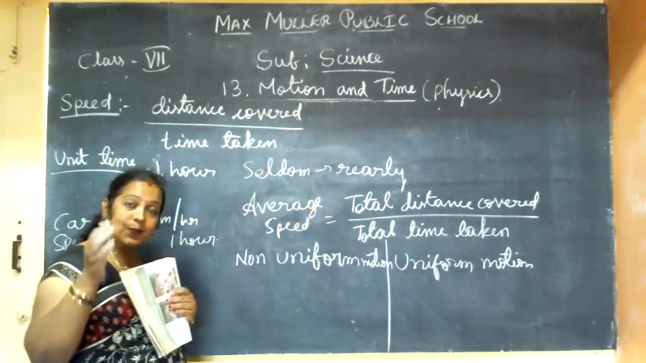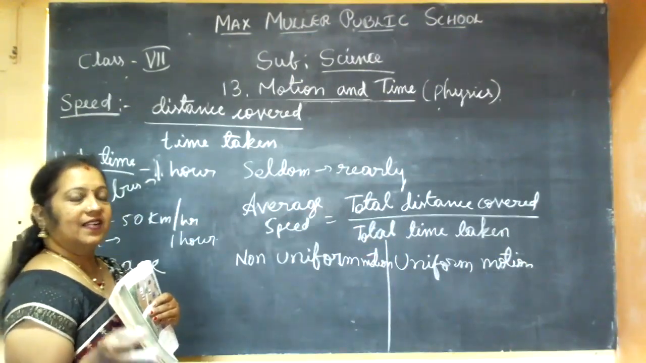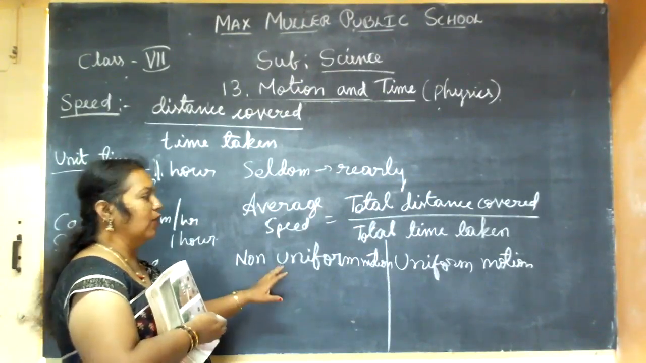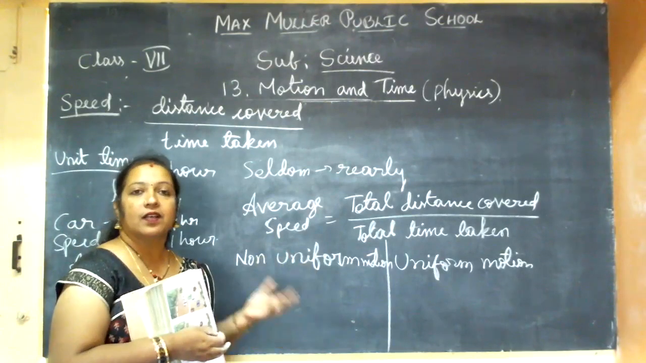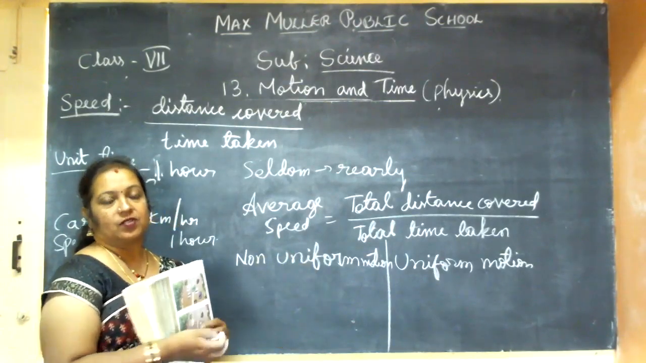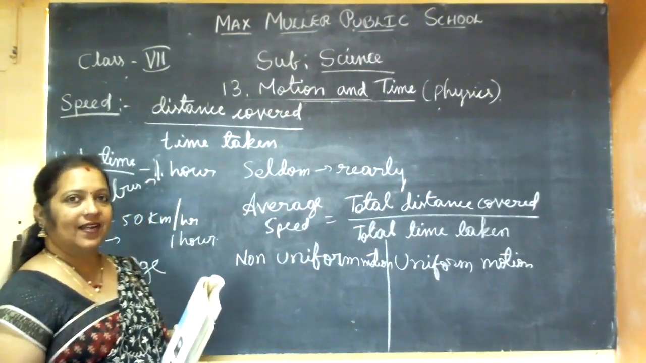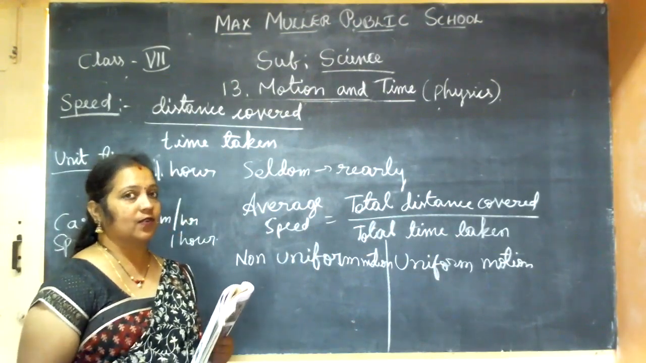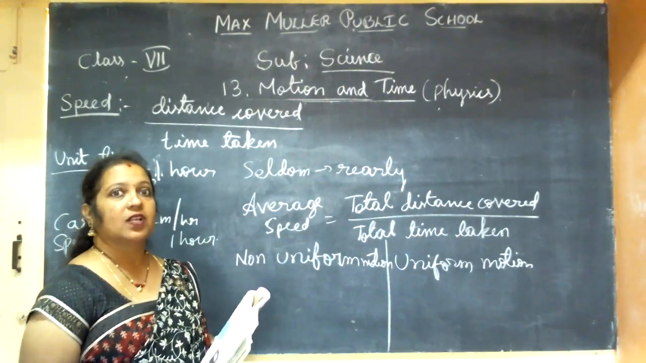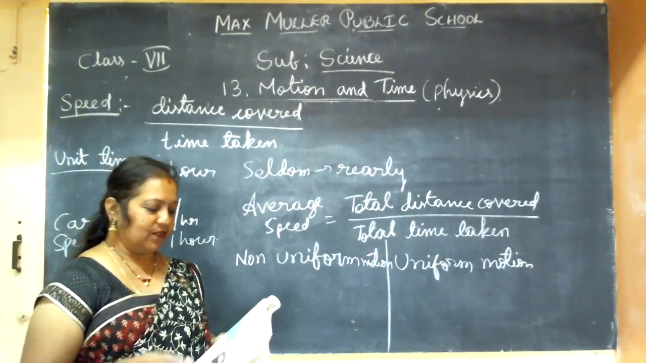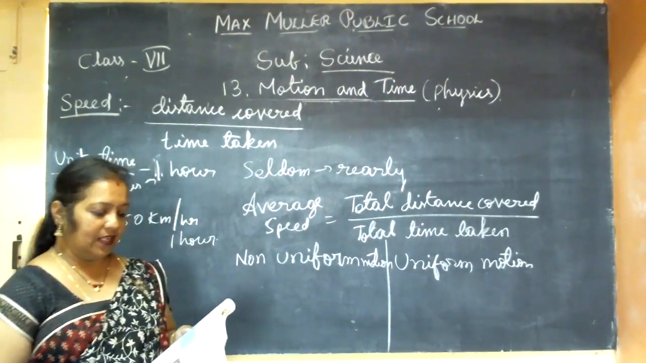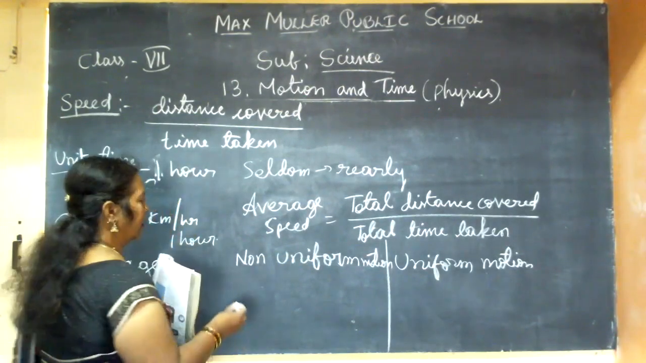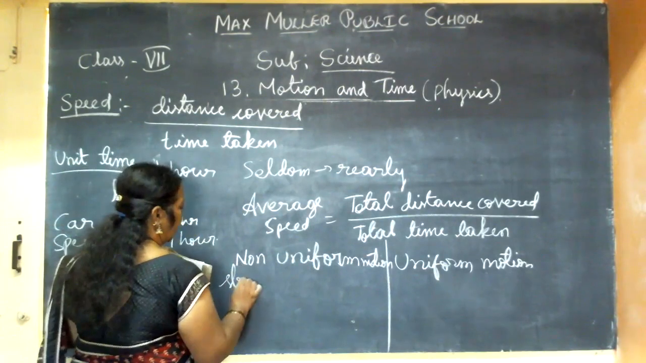If you consider the speed of a vehicle, we can divide that speed as being under non-uniform motion or under uniform motion. How do we identify whether it is under uniform or non-uniform motion? You have to see the definition. The definition says: if the speed of the object moving along a straight line. The object should be in a straight line.